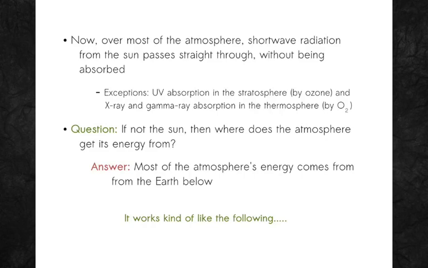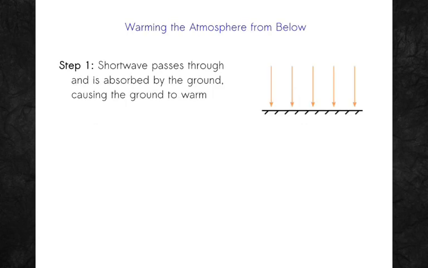Okay, so how does this happen? We usually refer to this as warming the atmosphere from below. We say that the atmosphere is generally warmed from below. So let's go through this process step by step. The first step, of course, is that we've got this energy coming in from the sun in the form of radiation, the bulk of which passes straight through the atmosphere and gets absorbed by the ground. So that's step one.